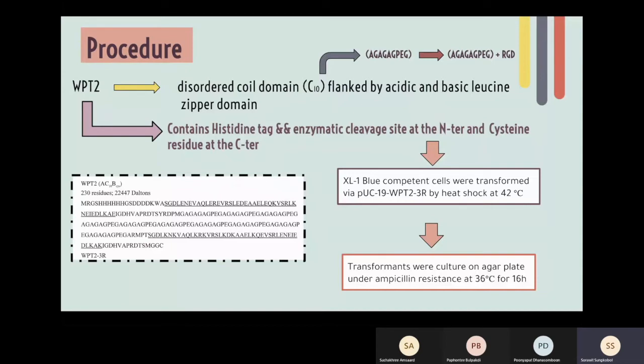The XL1-Blue competent cells will be transformed with the pUC19 WPT2-3R by heat shock at 42 degrees Celsius in order to make pores in the cell membrane. And the transformants will be cultured on the agar plate under ampicillin resistance at 36 degrees Celsius for 16 hours.